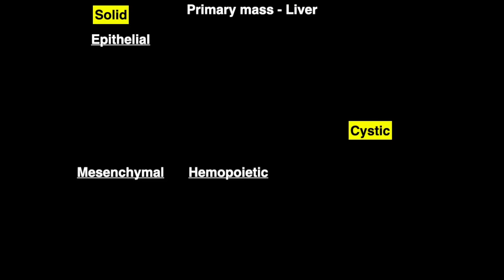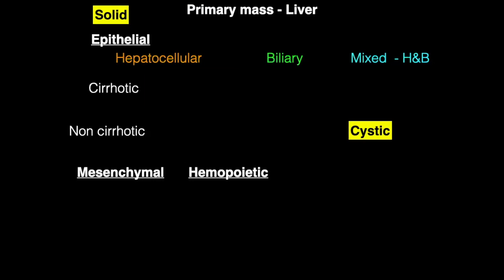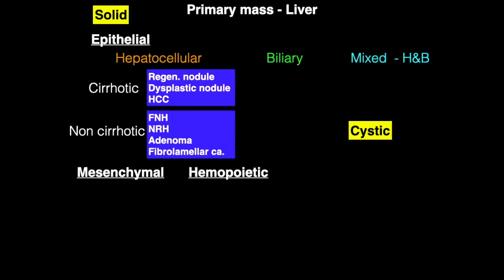In the case of liver, in addition to that, we have to think of hematopoietic. In the epithelial, can it be hepatocellular, biliary, or mixed hepatocellular and biliary? When there is hepatocellular proliferation, is there cirrhosis or non-cirrhosis in the background? Because when it is cirrhotic, we have to think of hepatocellular carcinoma, regenerating nodules and dysplastic nodules. Whereas in non-cirrhotic liver, you have to think of focal nodular hyperplasia, nodular regenerative hyperplasia, adenoma, and fibrolamellar carcinoma is the only type of hepatocellular carcinoma that can happen in non-cirrhotic liver.